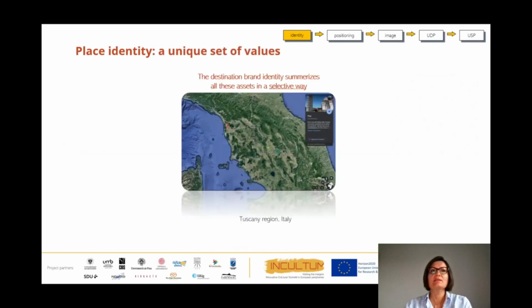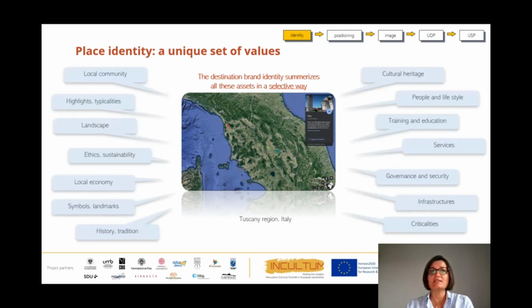Let's see through an example how place identity works. Let's consider Pisa, an Italian international destination in Tuscany region. What are the identity traits of this city? Going by categories, we can identify them among aspects of physical conformation, human interventions on the territory, tangible and intangible components of the local cultural heritage, but also among infrastructural and service aspects.